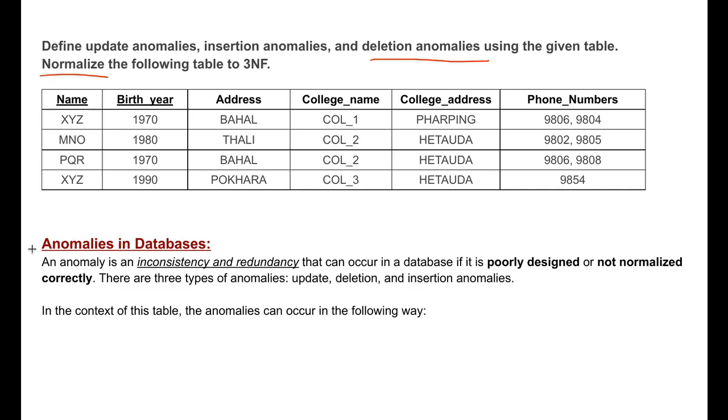Here I have written a small definition of what an anomaly is. So an anomaly is basically some unexpected kind of behavior, or some inconsistency and redundancy, that kind of situation. If that occurs in a database, that is an anomaly, and it occurs due to a poorly designed or not normalized database. So basically there are three types of anomalies: update, deletion and insertion anomalies. We'll look into them one by one in the context of this table.